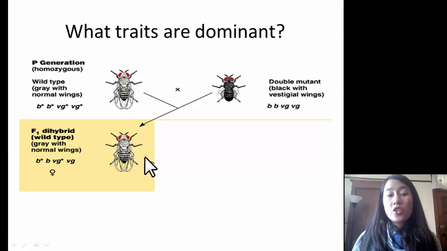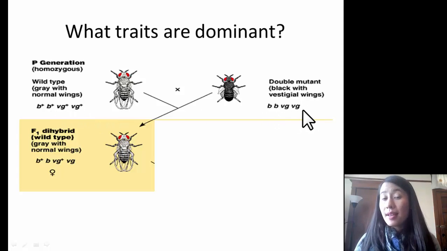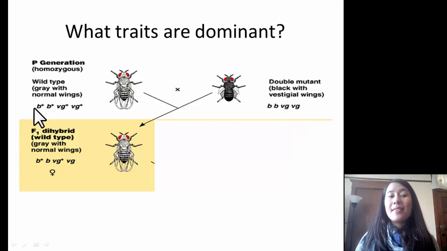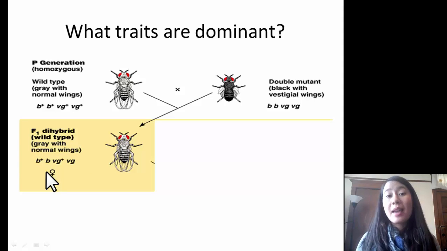In order to figure out which traits are dominant, we're going to have to look at this dihybrid wild type. It's a dihybrid because it's heterozygous for two traits. I can guarantee that it's heterozygous because I crossed a homozygous wild type with a homozygous mutant. And because we get 50% of genes from one parent and 50% from the other, they're going to get one with a plus sign, the wild type, and one without a plus sign, the mutant.